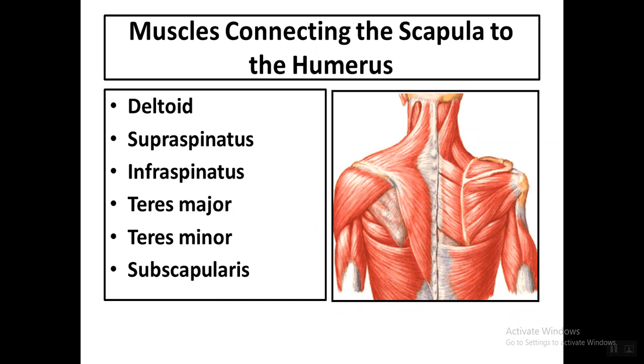Here we have another group of muscles that connect the scapula to the humerus. If we remove this group, we will find another group that also connects the scapula to the humerus. These muscles are the deltoid, supraspinatus, infraspinatus, teres major, teres minor, and subscapularis.